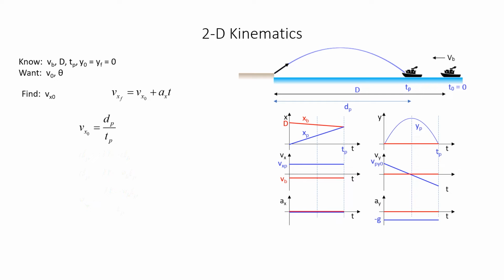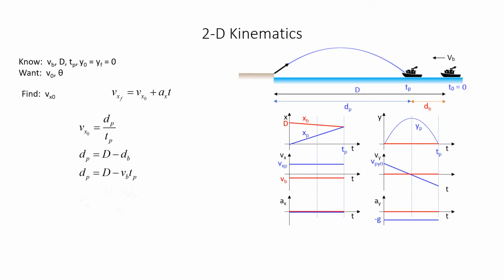I've drawn the distance the package travels onto the diagram. We can find that the distance that the package travels is the total distance the boat is from the pier minus the distance that the boat traveled while the package was in the air.